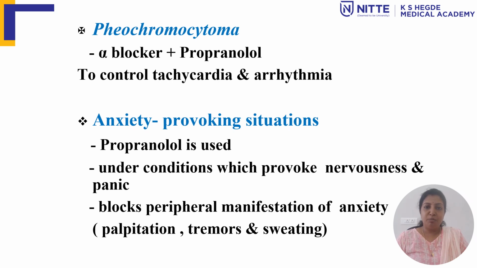Next is pheochromocytoma. As we discussed earlier, it's a tumor in the adrenal medulla where there is increased or excess release of catecholamines. Alpha blockers combined with beta blockers can be helpful in pheochromocytoma to control tachycardia and arrhythmia. Propranolol or any other beta blocker should not be used alone. Propranolol should always be combined with alpha blockers in pheochromocytoma.